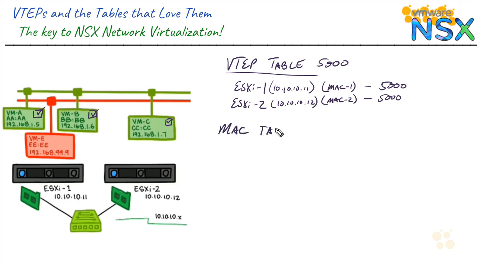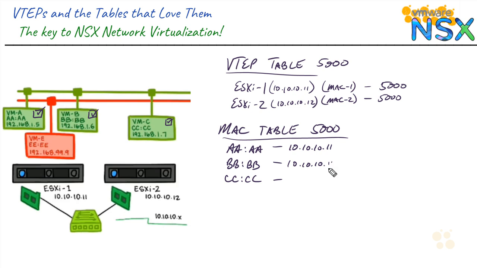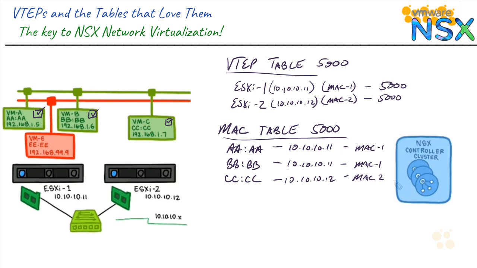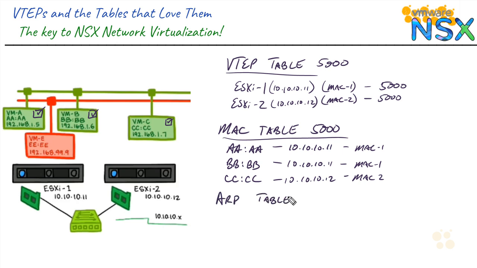Well, in the MAC table for VNI 5000, we'll automatically have entries created. What's going to be associated with each of those entries will be the VTEP's IP address and MAC address. And what's going to keep this table uniform across all the ESXi hosts? Either multicasting between the hosts or use of the control cluster as a place for a common table to be aggregated and distributed. Finally, we have the ARP table.